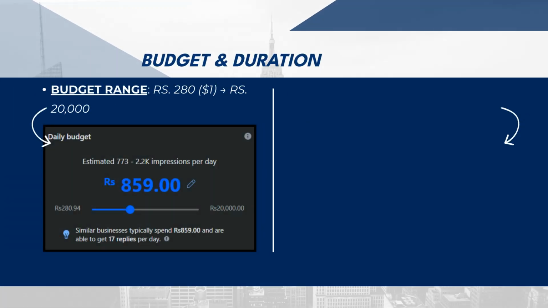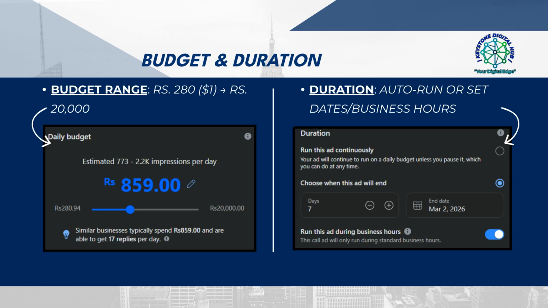For budget and duration, you can set a daily budget within a specified range. Duration can be set to auto-run continuously or for set dates and business hours. Remember, your daily budget decides your reach and performance.